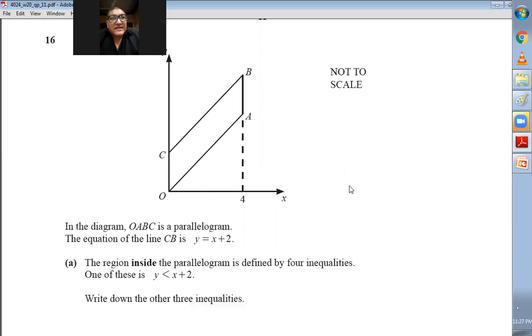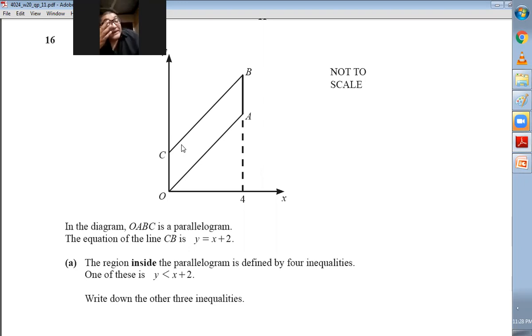He says the diagram OABC is a parallelogram. The equation of the line CB, you see this line CB? Its equation is given. The equation is y equals x plus 2. The equation of this line BC is given, y equals x plus 2. The region inside the parallelogram is defined by 4 inequalities. One of these is y less than x plus 2.